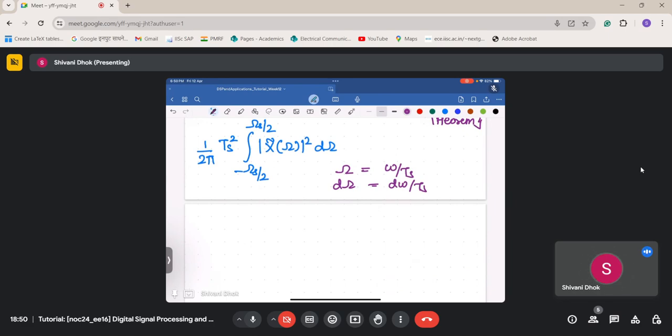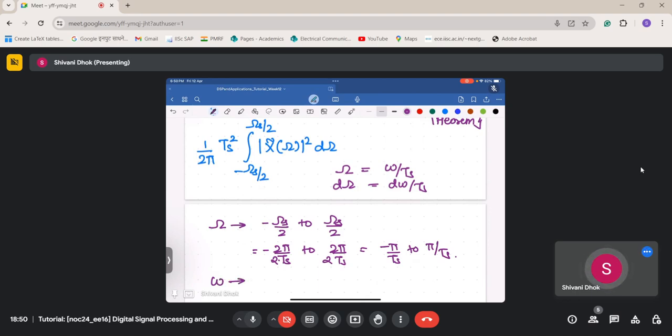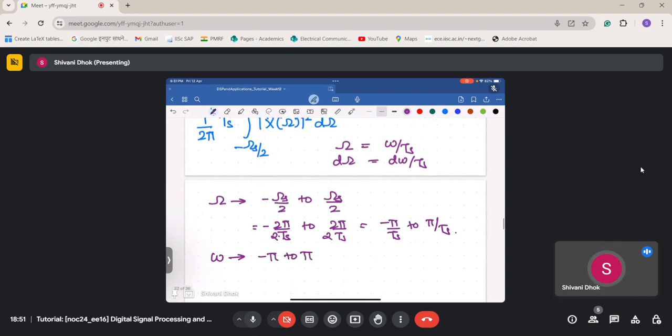So now this capital Omega varies from minus omega s by 2 to omega s by 2, which is equal to minus 2 pi by Ts into 2 to 2 pi by 2 Ts, that is equal to minus pi by Ts to pi by Ts. So this small omega, which is equal to capital Omega into Ts, will vary from minus pi to pi.